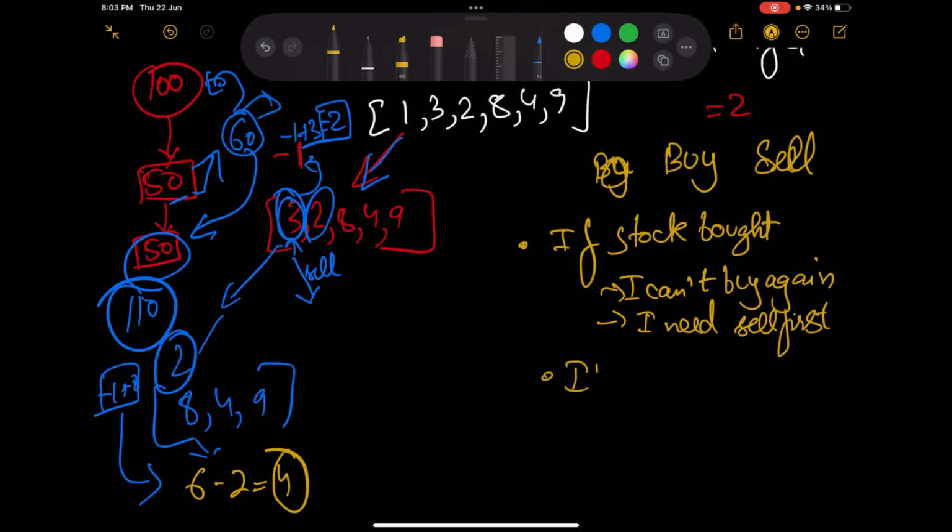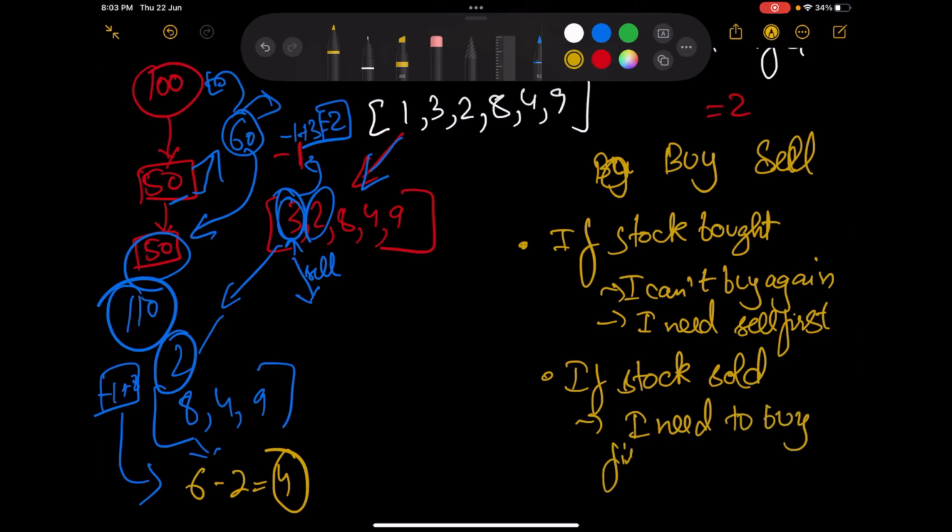And if the stock is sold, then I need to buy first before selling. If I have sold, I need to buy first before selling, right? So these are certain conditions I have to keep in mind.